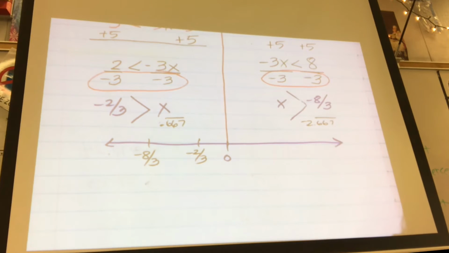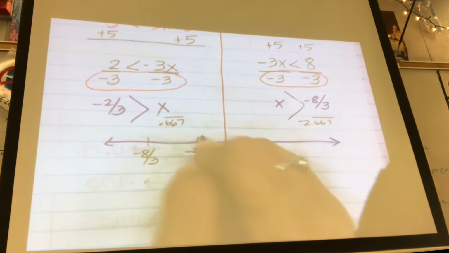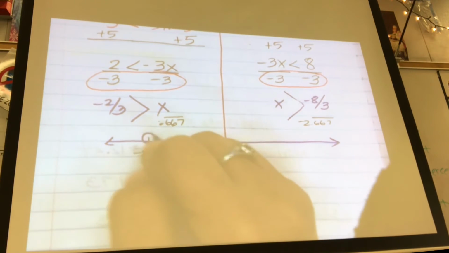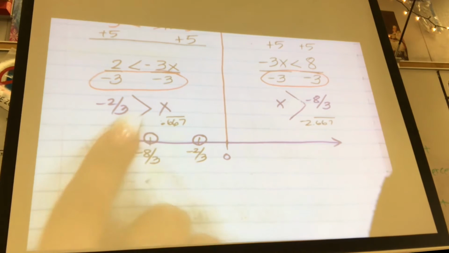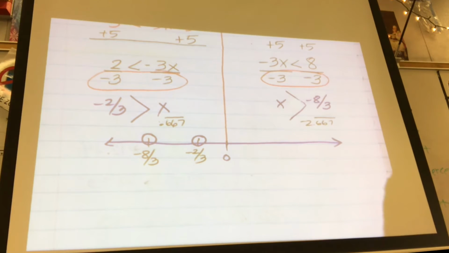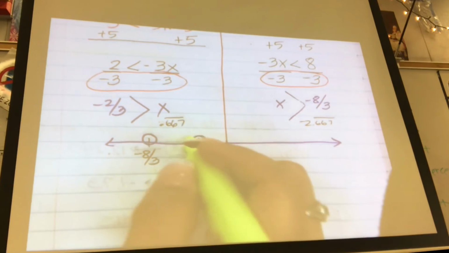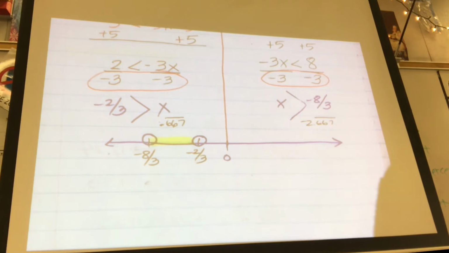Camden, give it a shot. It would be an open circle and you would shade in between. Are they both open? Okay. What does this say right here, Camden? Negative 2/3 is greater than that. So I want numbers bigger than negative 2/3 or less than negative 2/3? Less than negative 2/3. Does that mean I'm going to go to the left or to the right? To the left. I want numbers that are less than negative 2/3.